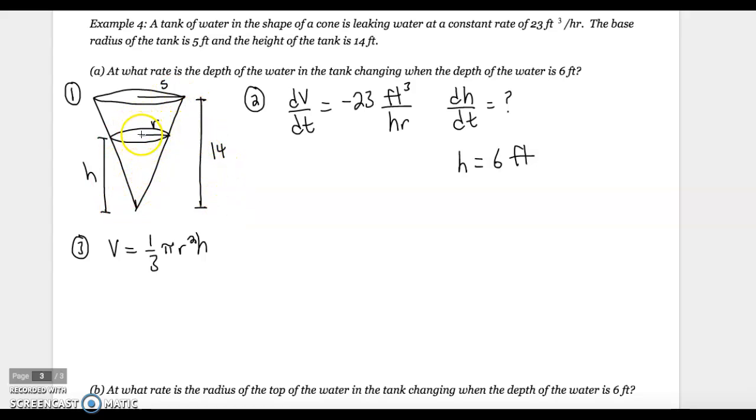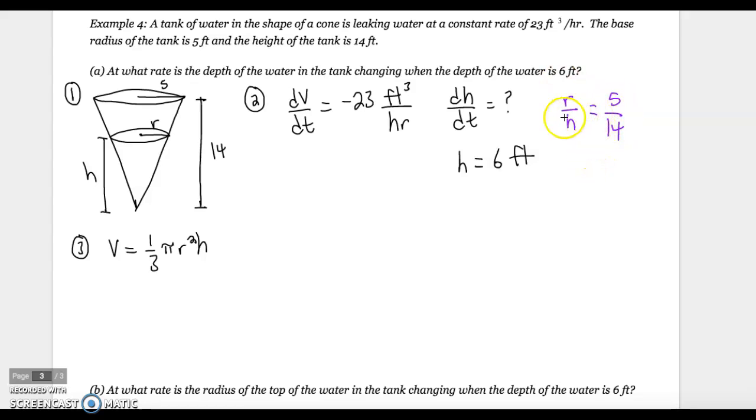The water's not all of a sudden going to start sinking on this side and then stay high on this side, right? And so one other thing that we can write for this cone problem is that the radius over the height of the water is always going to be proportional to the radius and the height of the tank.